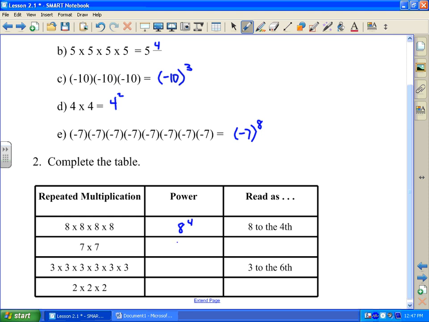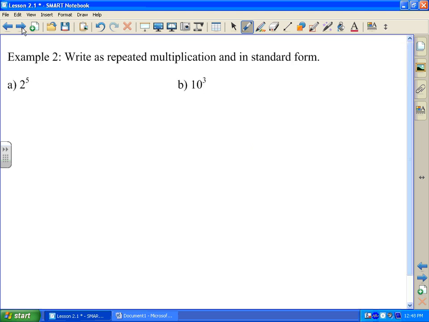In the second one, we have 7 to the power of 2. Often we'll say that's 7 squared. You can say 7 to the power of 2, but we often say 7 squared. Now here, 3 is my base, or my factor, and it occurred 1, 2, 3, 4, 5, 6 times. So we'd write it as 3 to the 6th, and we say 3 to the 6th power. Here we have 2 to the power of 3. Now often we'll write that as 2 cubed. All right, well done. Let's continue on.